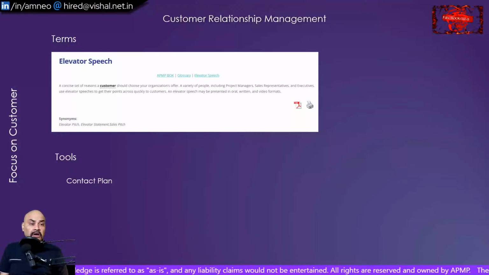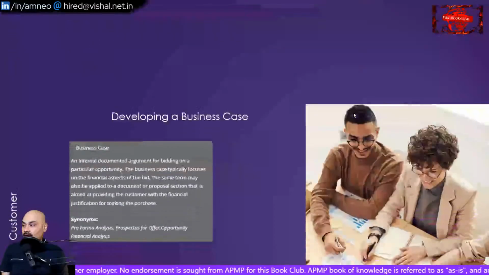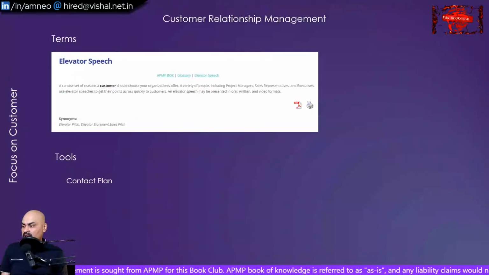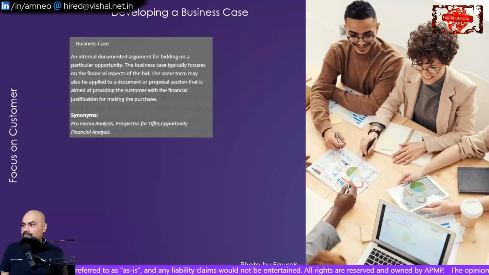So here you go. It's usually face to face. In other words, you will not have more than 10 or 15 seconds, or perhaps one minute, but you need to convey the message. You need to orient the client to your solution and your sales pitch. One of the tools for the focus on customer is your contact plan, and we saw the example also last time. I'm sorry we don't have it in this session, but next is developing a business case.